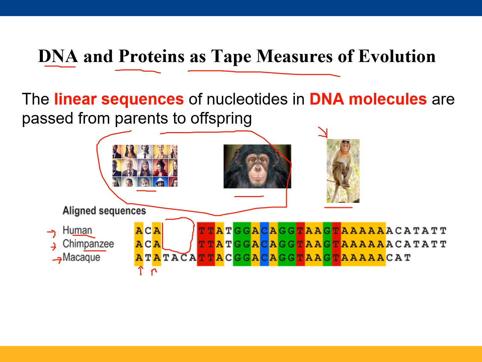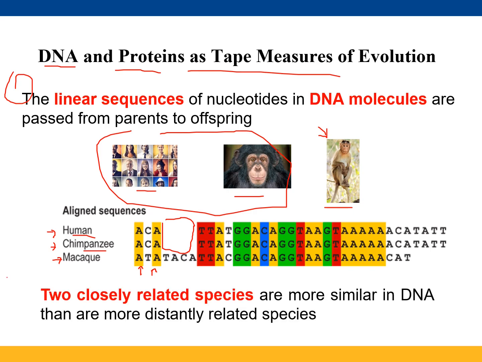So just for you to remember from this slide, I want you to remember that the linear sequence of nucleotides in DNA molecules is passed from parents to their offspring. And as a result, two closely related species are more similar in DNA than more distantly related species. In other words, as human and chimpanzee are closely related, their DNA will look more similar to each other than to the one of the macaque. And if you have doubts or questions, I will be happy to answer in class. Have a good day. Bye.